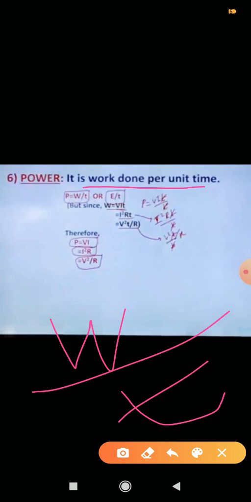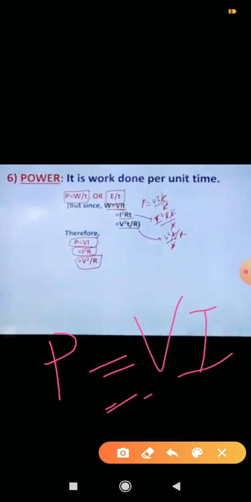The definition: work done per unit time. Or, since work is equal to energy, energy per time or work done per time is known as power. So there are also three formulas of this: power is equal to voltage into current, or current squared into resistance, or voltage squared upon resistance.